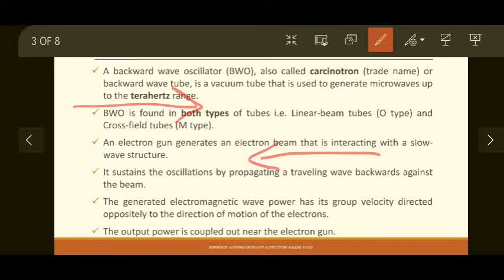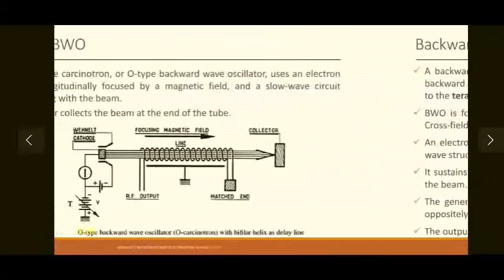So the generated electromagnetic power has its group velocity directed opposite to the direction of motion of electrons. Obviously, if waves are traveling in the opposite direction, power also will be in the opposite direction. So the output power is coupled out near the electron gun. This is important. This is different from TWT. In TWT, output was collected near the collector end.